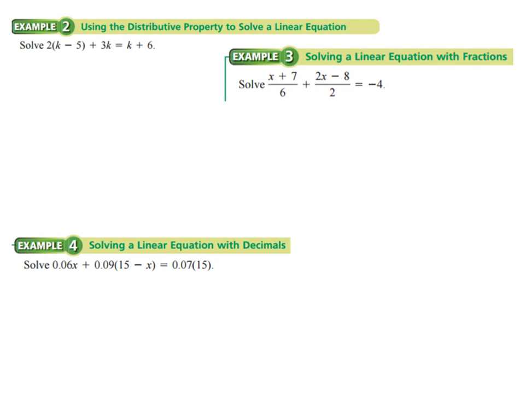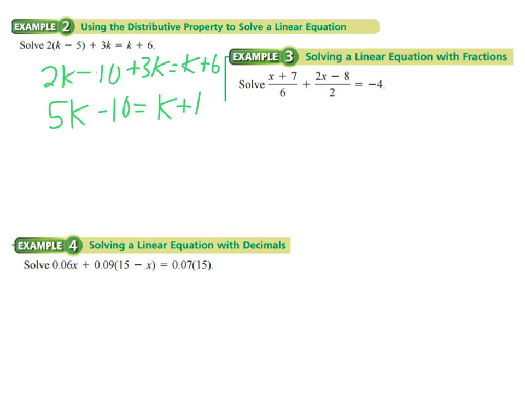Okay, so a few other equations that we will solve. The first one involves using the distributive property. So we would distribute the 2 through, we get 2k minus 10 plus the 3k equals k plus 6. On the left side I've got 2k and 3k that are together on the same side there. So the 2k and the 3k both positive, so we have 5k. 5k minus 10 equals k plus 6.